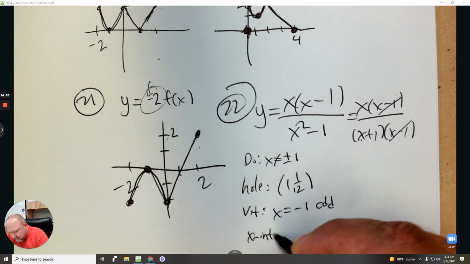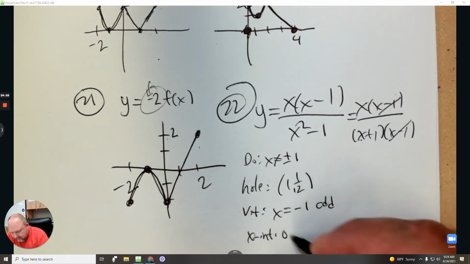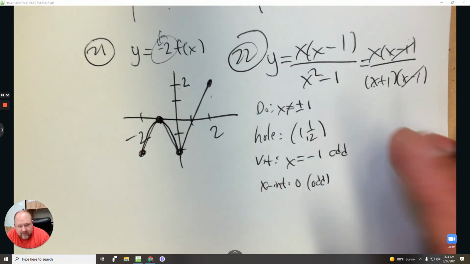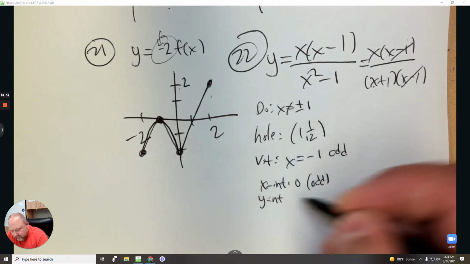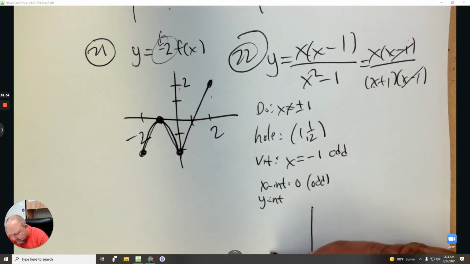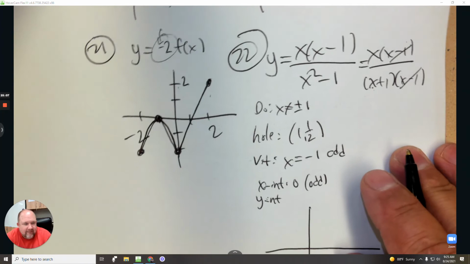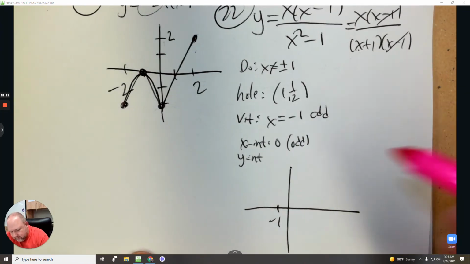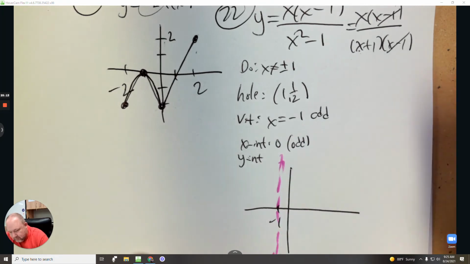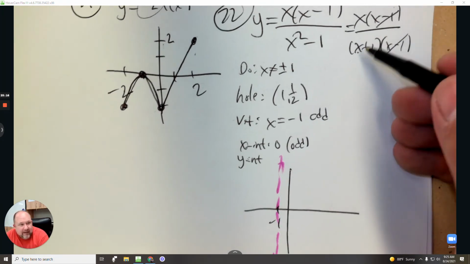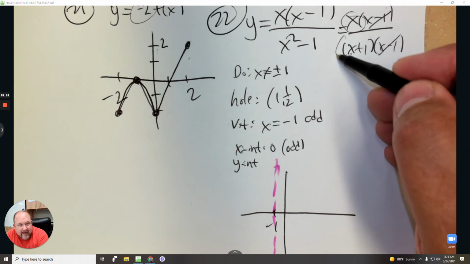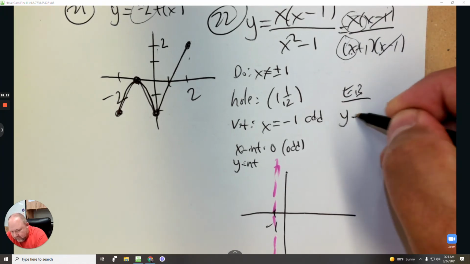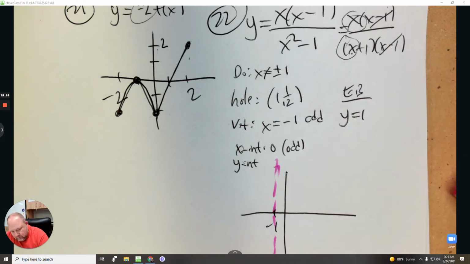The x-intercept is 0. Again, it's odd, because it has an odd exponent. And that will also be the y-intercept too. So let's put this together and see what the graph looks like. So we have, what's a good place to start? So the vertical asymptote's at -1. Oh, I didn't do the end behavior. Let me do that too. Do you notice for the end behavior, x and x are the power terms, so when they divide, the end behavior is just 1.